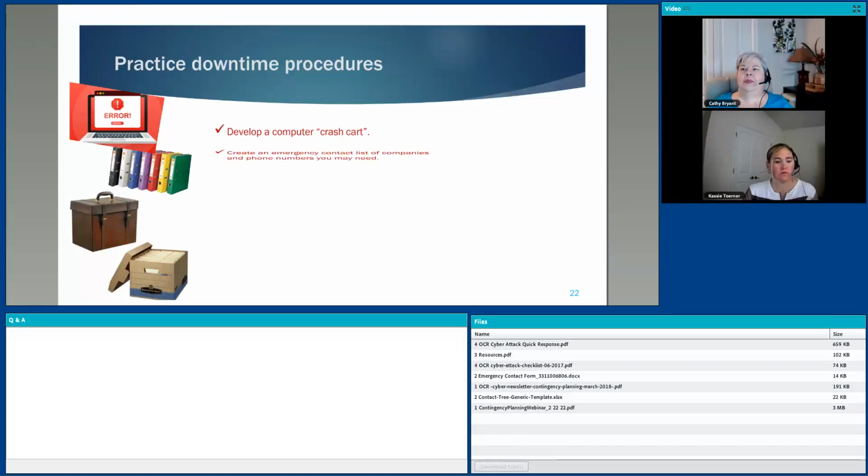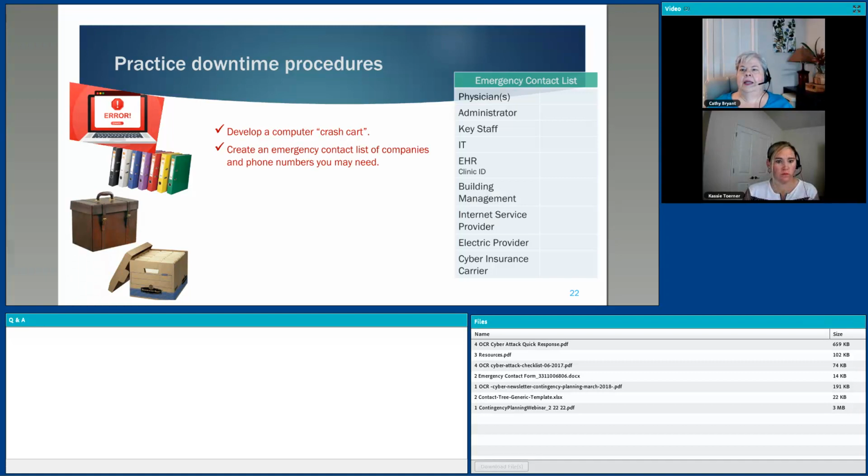I've already talked about the emergency contact list that would be important for you to develop. And again, this is a very high-level starting place. You may have a lot of other ideas of things that would be helpful to include on that list. You also want to keep forms that you need to operate if you could not access your EHR. And we're going to talk again about that in just a moment.